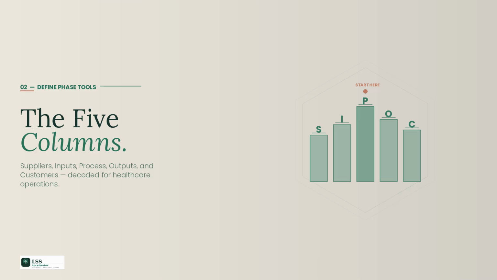Column O. Outputs. The O column answers: what does this process produce? Outputs are what the next step or the customer actually receives. They should be tangible and measurable wherever possible. A common and important distinction: outputs are not the same as outcomes. An output is what the process produces. An outcome is the result for the customer after they receive it. That distinction matters for how you'll eventually measure success.